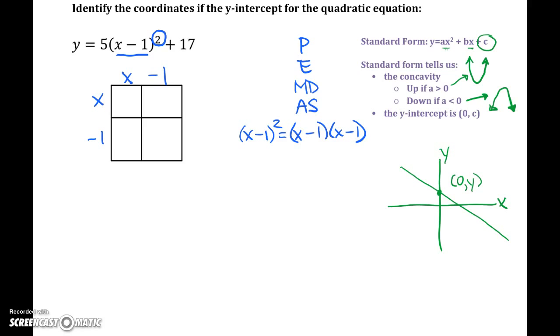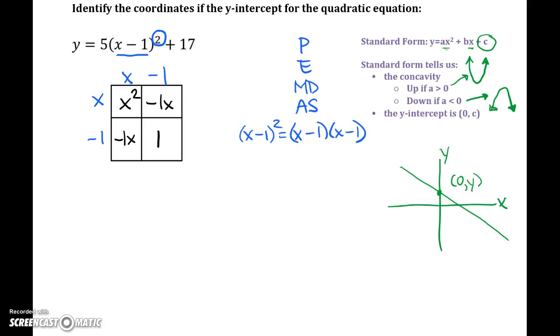For this one, when we start to fill it in, we get, in this box right here, x times x is x squared. In the box to the right, negative 1 times x is negative 1x. In the lower left box, we have x times negative 1, which is negative 1x. And then in the bottom right-hand corner, we have negative 1 times negative 1, which is positive 1.